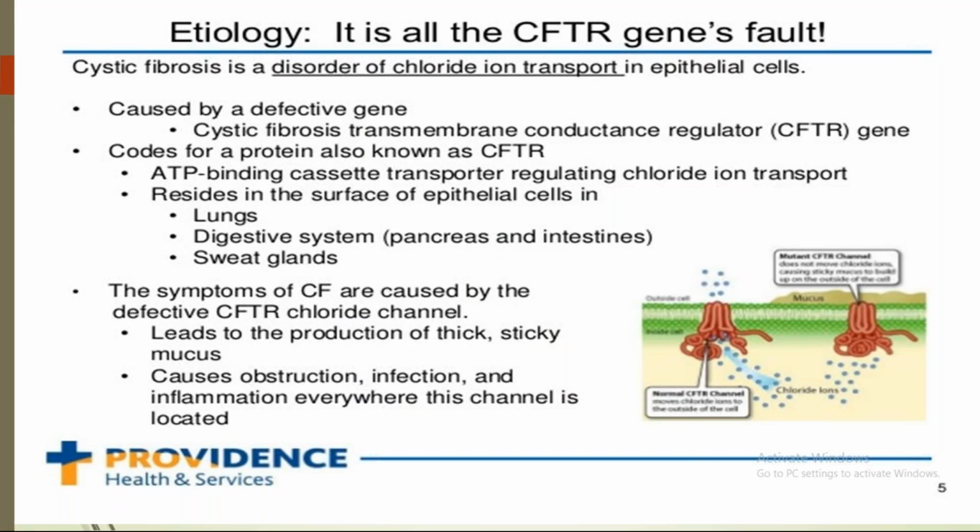Etiologies: as already told, it is mainly due to CFTR dysfunction. It is a disorder of chloride ion transport in epithelial cells. It codes for a protein known as CFTR, an ATP binding cassette transporter regulating chloride ion transport. It resides on the surface of epithelial cells like those of the lungs, digestive system, including pancreas, intestines, and sweat glands. Defect leads to production of thick mucus.